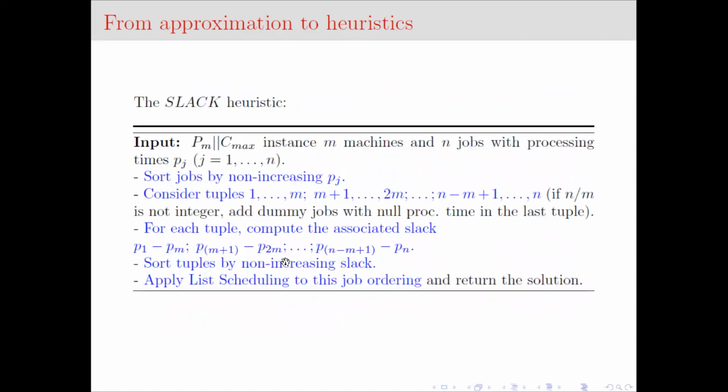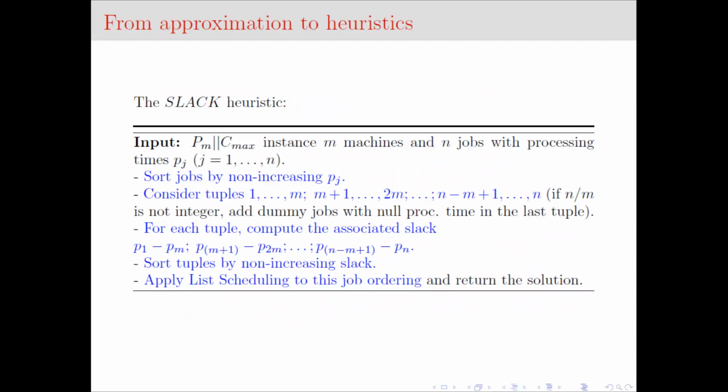So what we do is the following. We add 0 dummy jobs if necessary. So for 7 jobs, we would add two further 8th and 9th jobs with process time 0 if we have 3 machines. And for each tuple, we compute the slack: P1 minus PM, PM plus 1 minus P2M, P2M plus 1 minus P3M, etc., etc. And then we sort the tuples according to this slack. And then we apply list scheduling.